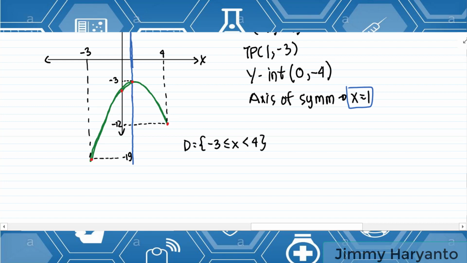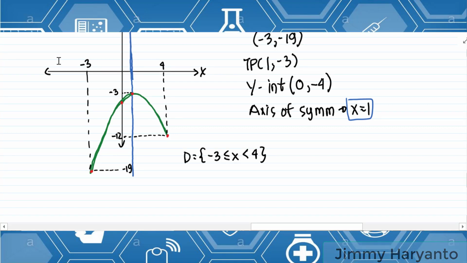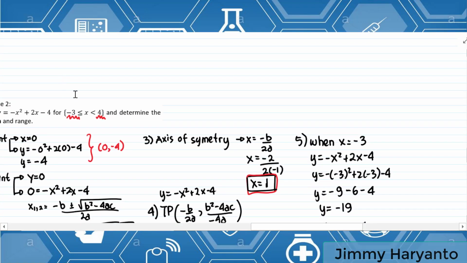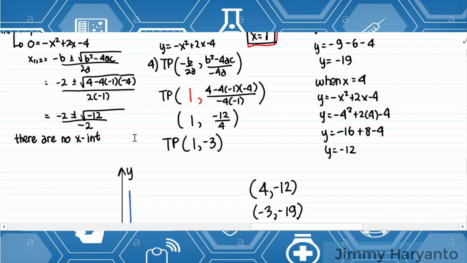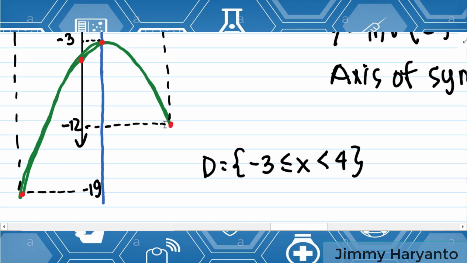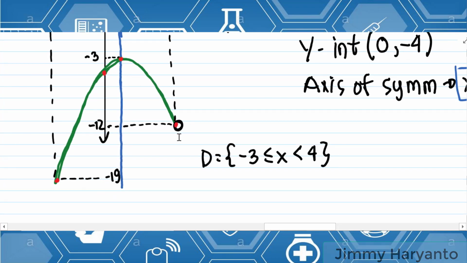Oh yeah, I forgot something. Take a look at the question. The question wants us to draw negative 3 less than or equal to x less than 4. There is no equal sign for x equals 4, so I have to use a blank dot right here. Don't shade the dot. For this one, it will be a colored dot.